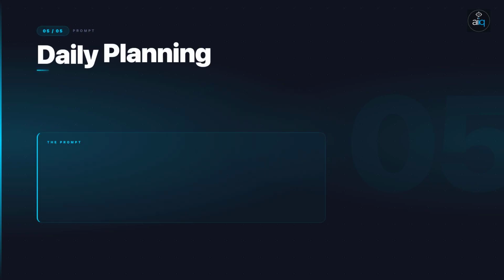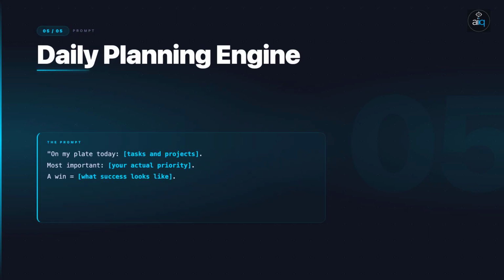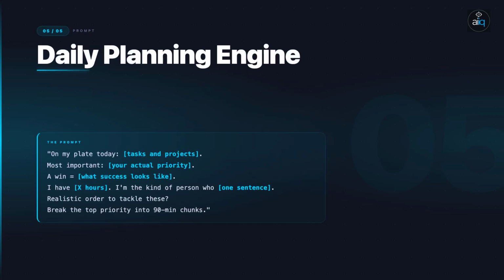Prompt number 5 is the daily planning engine. Here's the prompt. Here's what's on my plate today. List your tasks and projects. Here's what matters most, your actual priority. Here's what would feel like a win, what success looks like. Given that I have however much time you have, and I'm the kind of person who, one sentence about yourself, whether you're easily distracted, energetic, slow to start, whatever, what's the realistic order I should tackle these in? And for the one thing that matters most, how would you break it into 90-minute chunks?